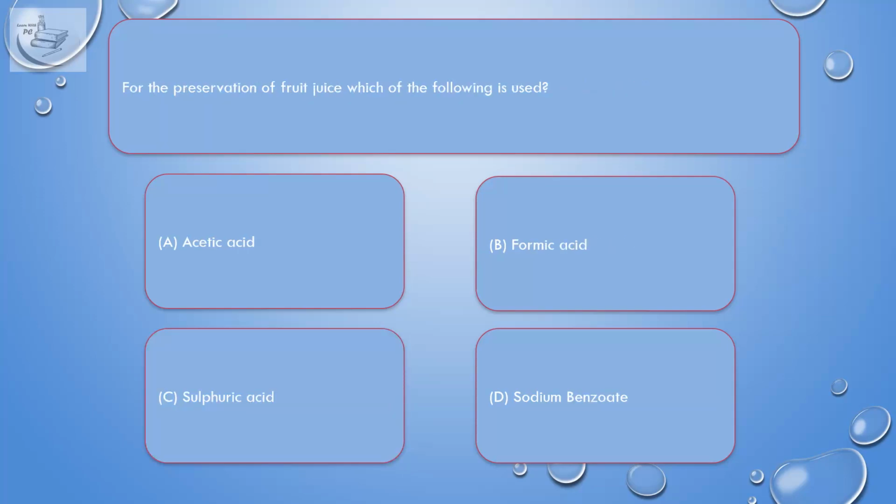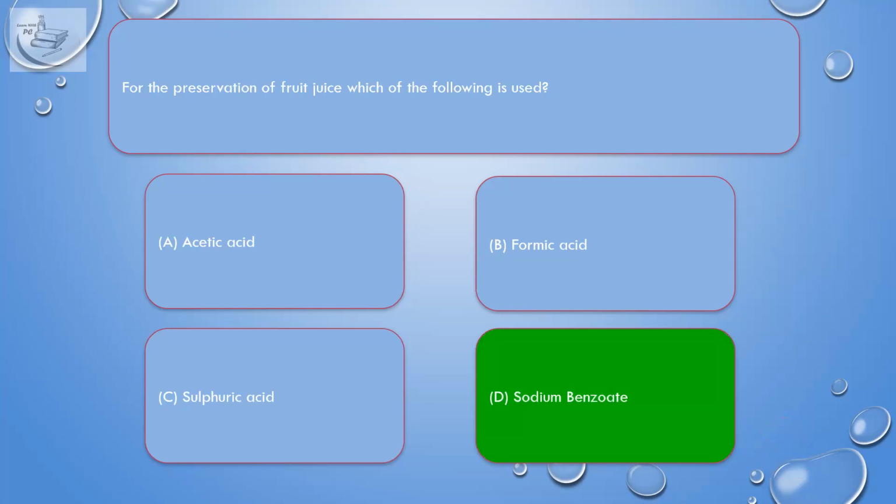Question: For the preservation of fruit juice, which of the following is used? A. Acetic acid, B. Formic acid, C. Sulfuric acid, D. Sodium benzoate. Correct answer is D. Sodium benzoate.